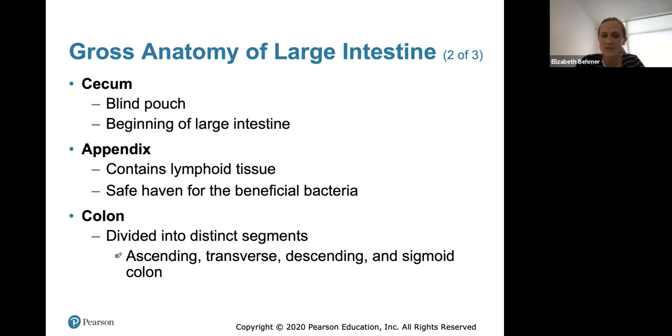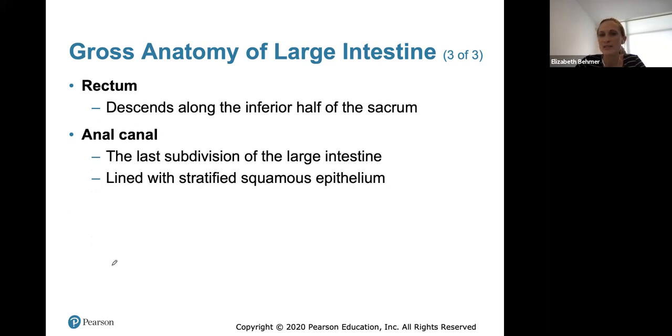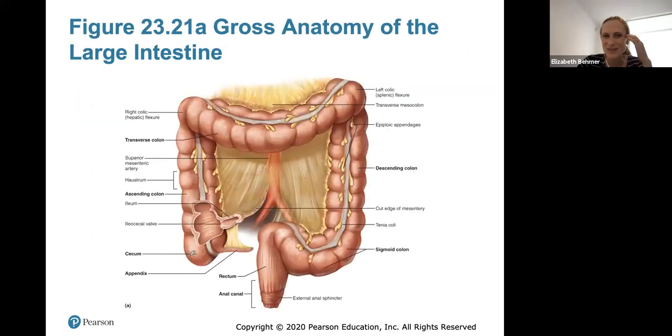And then the colon is divided into these distinct segments that you should know well. The rectum descends along the inferior half of the sacrum, and then the anal canal is the last subdivision. So here are the parts of the large intestine.